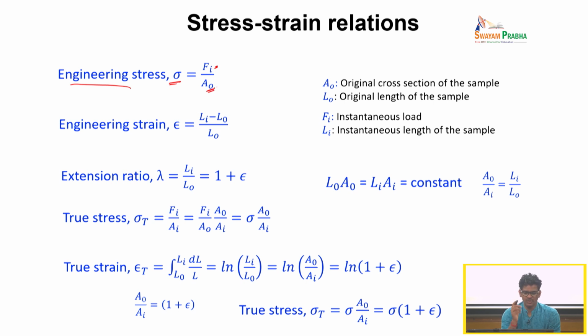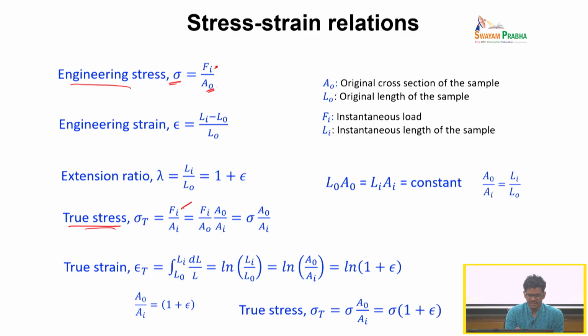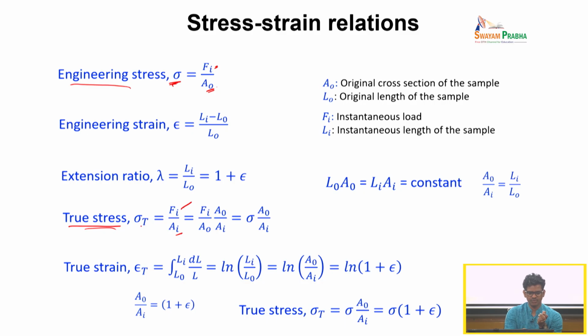Because the original sample cross-section area we know, since we give the dimensions, the thickness and the length and everything. Whereas the true stress is actually defined as the instantaneous force divided by the instantaneous area, but typically we do not measure instantaneous area as we pull the material. So what we actually measure in the tensile testing machine is the engineering stress, but the true stress is something else. It depends on how much the instantaneous area is different from the original area.